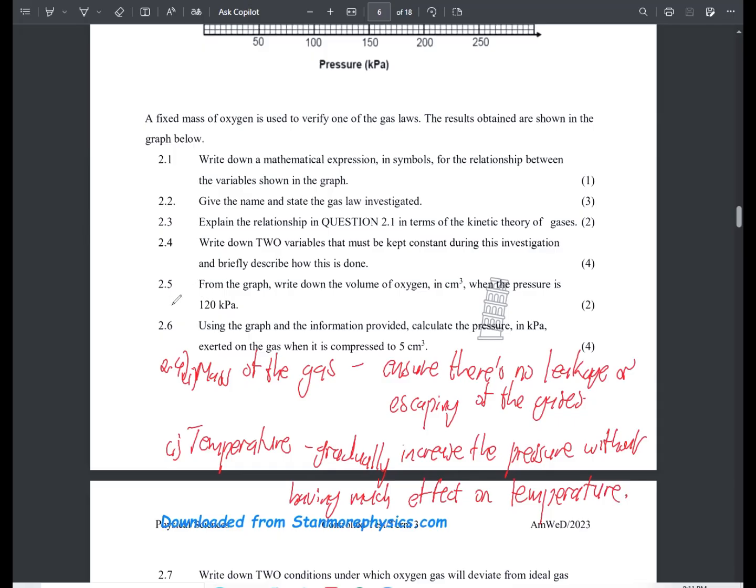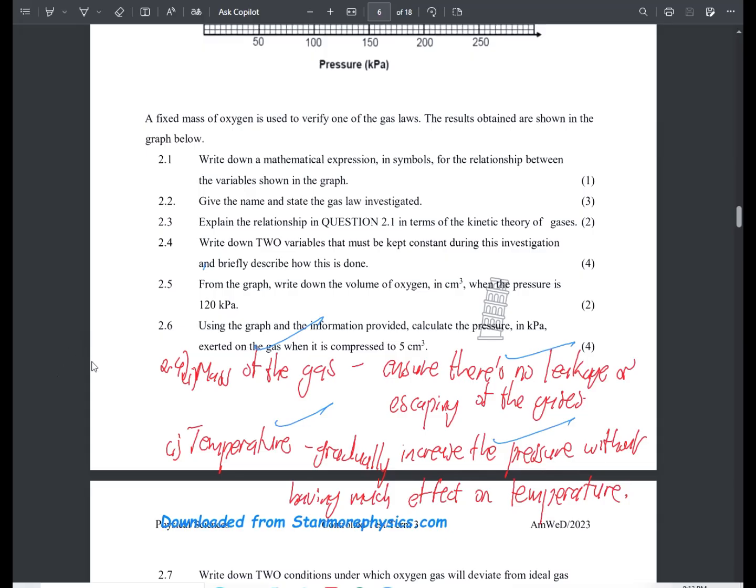So a mark each for just mentioning mass of the gas and temperature, and then you'd have another mark if you went further to explain how you would actually keep those 2 constant. Okay, so make sure you know that. Know that my handwriting is kind of chopped, but hoping it's visible enough.